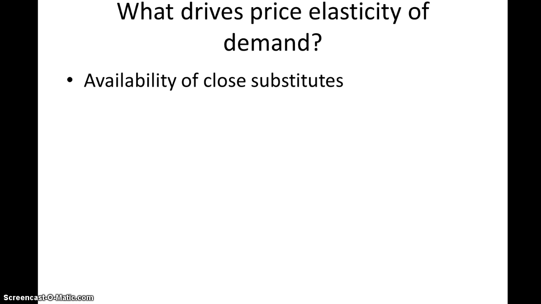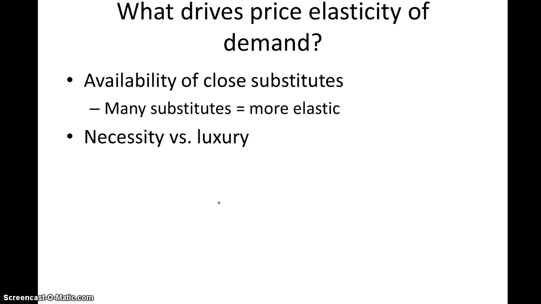There's beef, chicken, pork. If you feel those are all close substitutes, that's going to create a much more elastic situation. If the price of beef changes, because you can easily switch away to pork or chicken, it's going to have a much higher sensitivity. So if there are a lot of substitutes, it's more elastic. The next one is necessity versus luxury.